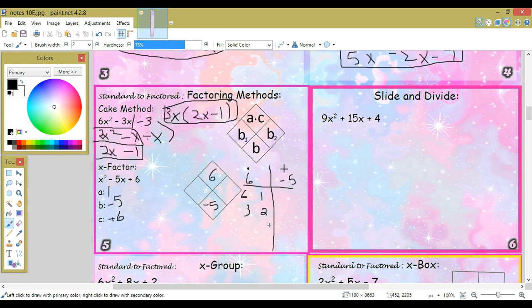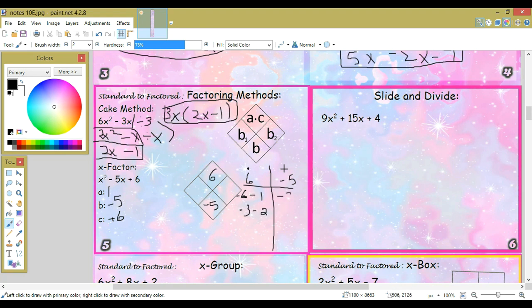We already have 3, so we're done. Once we get to the next number right here being one of these numbers, we know we're done. Now we notice that this is a negative and this is a positive. That means that we're going to add these numbers together, but they have to be negative because our sum is negative.